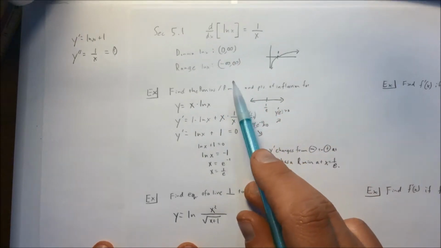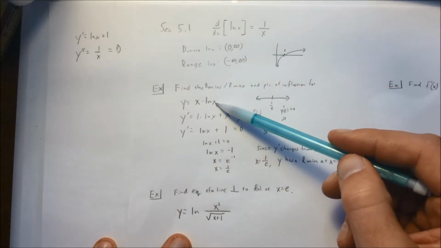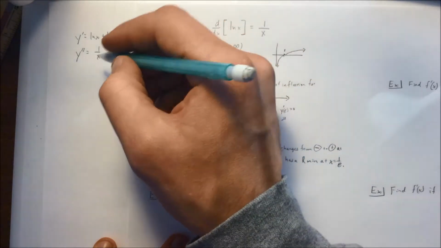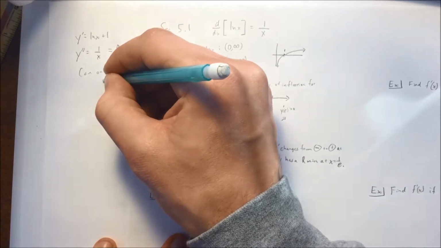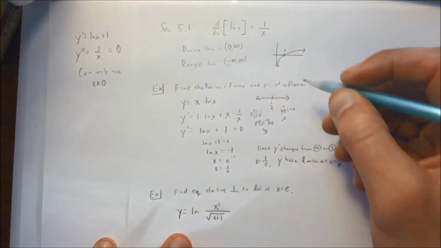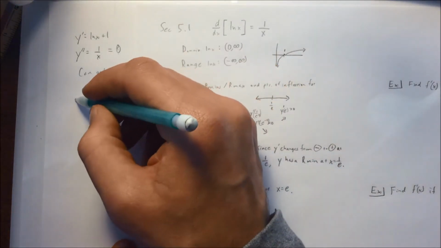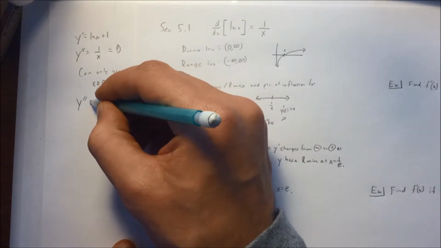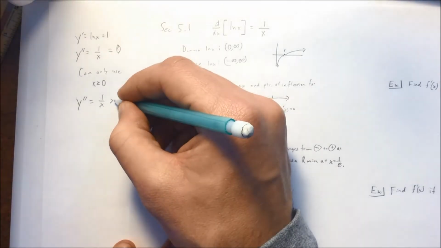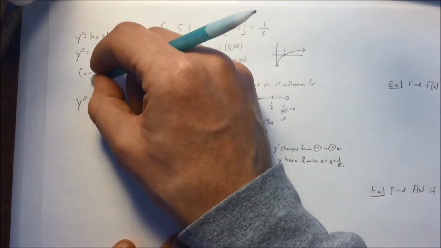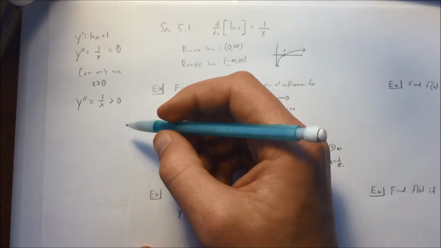So what we really have here is, I can only use numbers greater than 0, because that's the domain of this. And since I can only use numbers bigger than 0, y double prime, which is 1 over x, will always be greater than 0. Correction, just greater than 0. Since it's always greater than 0, we know it's always going to be concave up.